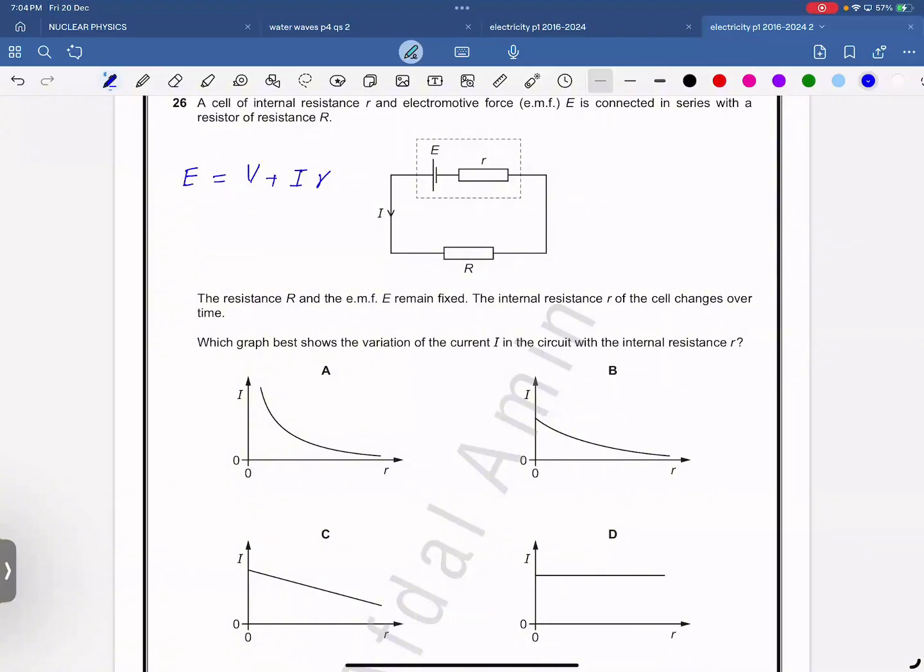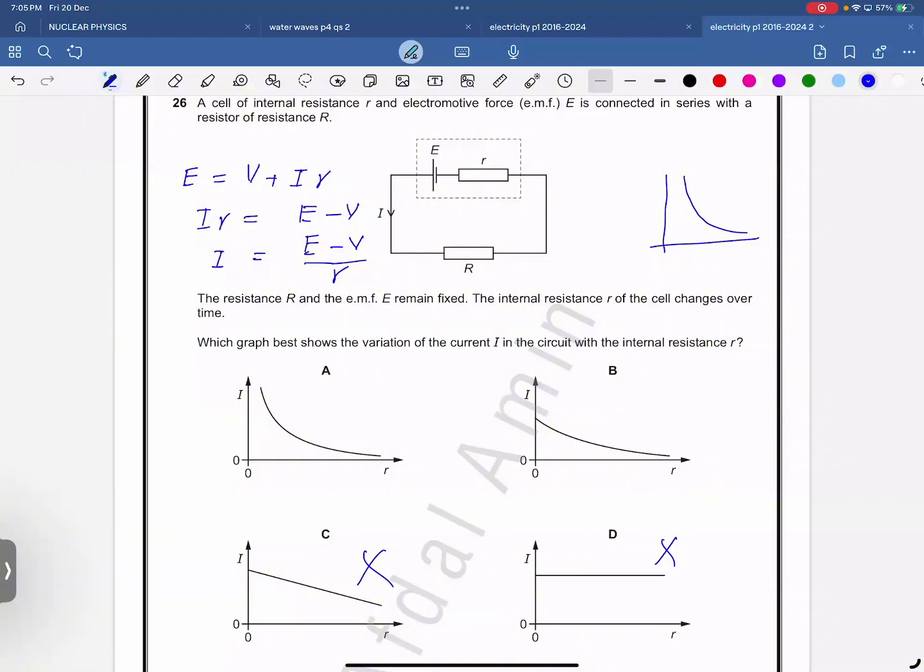Now you want the relationship of current with internal resistance. Yes? Make I the subject, which will be what? E minus V over r. I is the subject on y-axis. Inversely proportional. Now, two options we cross. It can be either A or B. A tells you, so why did I cross? Because inversely proportional graph is always a curve. Yeah, but now the intercept. The problem is intercept. Now substitute the values.